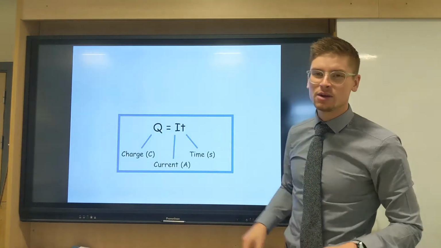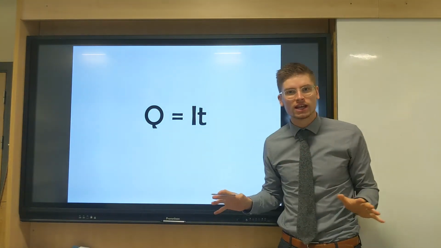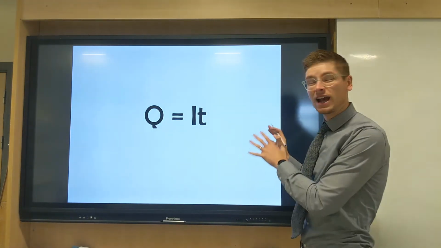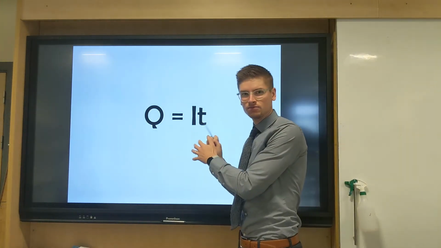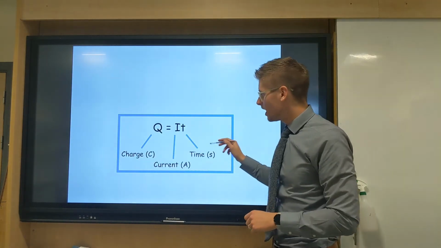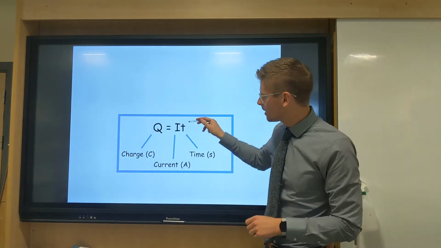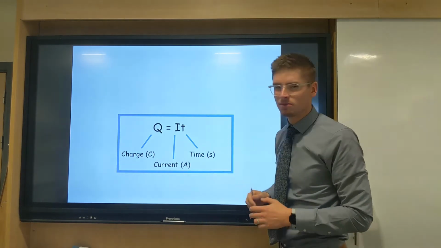Right. Anyway, less of that. We're going to be talking about Q equals IT. This is going to be a very short lesson this week because we're only going to be looking at a tiny bit of the course. And this is this equation here, Q equals IT. Now Q equals IT is charge, and we talked about charge last week, in coulombs, in C, equals current, which is measured in A, or amps, and time, which is measured in seconds.